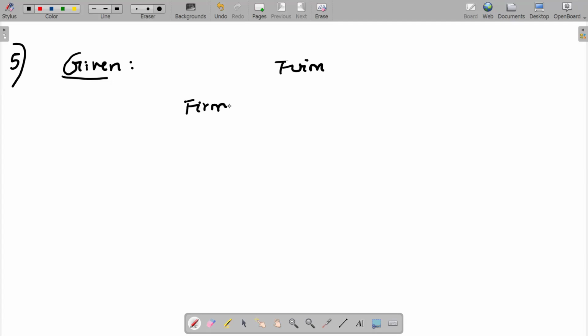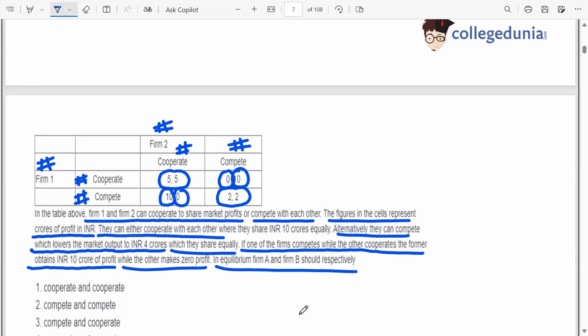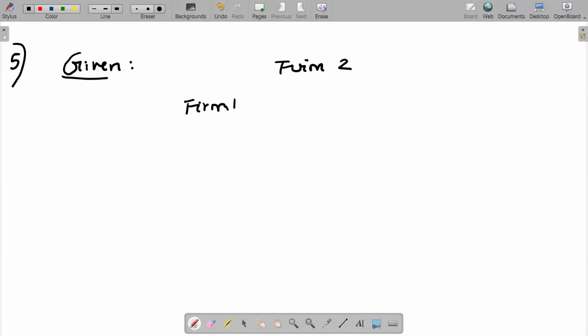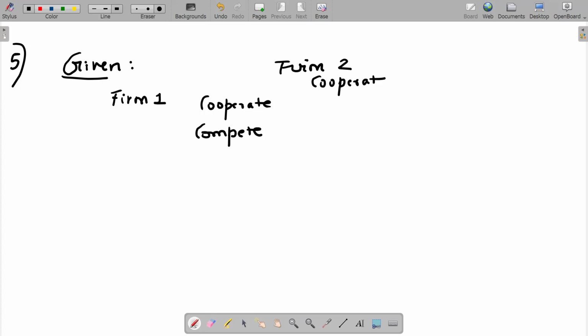Let me come back to the question paper to see. We have firm 1 and firm 2. Let me write firm 1 a bit here. And the strategies are cooperate, compete, cooperate, compete.